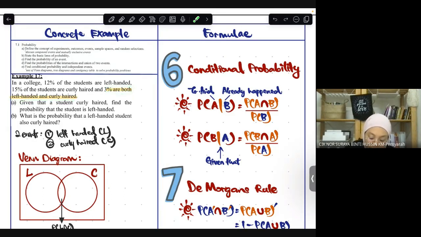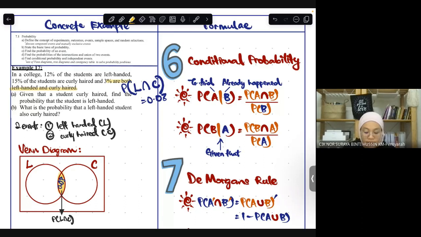So maksudnya dekat sini, left-handed and curly head, we already have the probability iaitu 0.03. You dah dapat pun information dan you boleh terus masukkan ke dalam Venn diagram. So dalam Venn diagram kita dah cukup jelas bahawa di antara 2 event ini ada 3% probability dia, di mana student ini left-handed and also curly-haired. So only 3% of them.